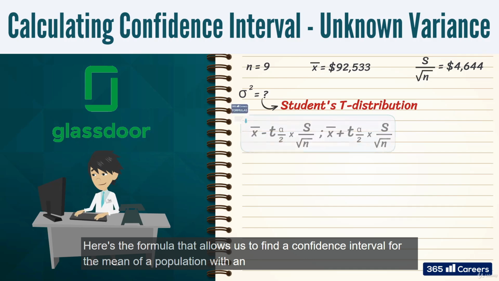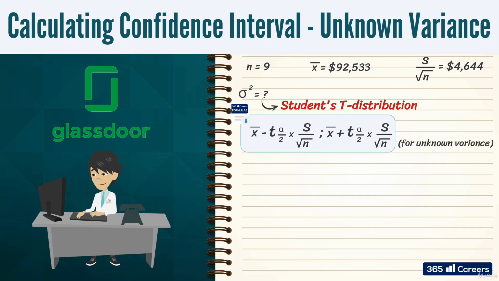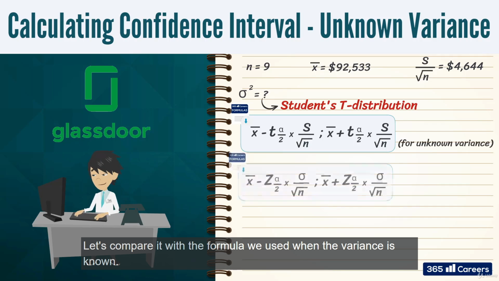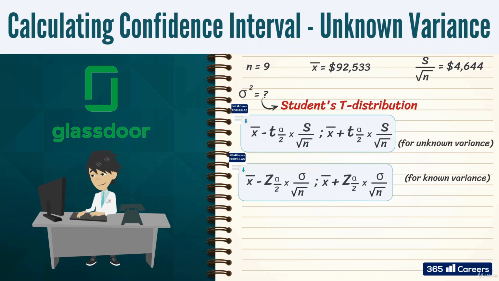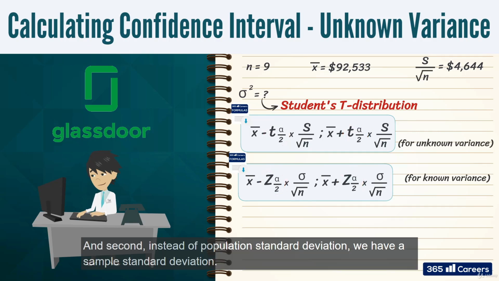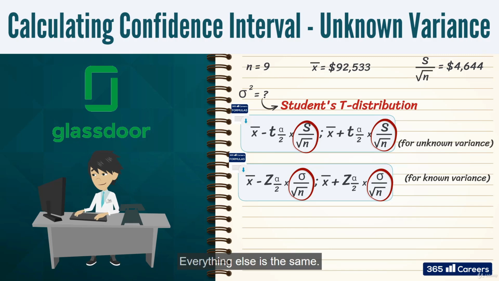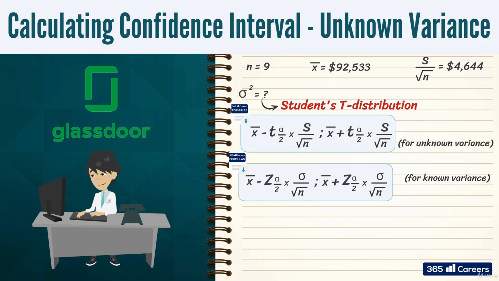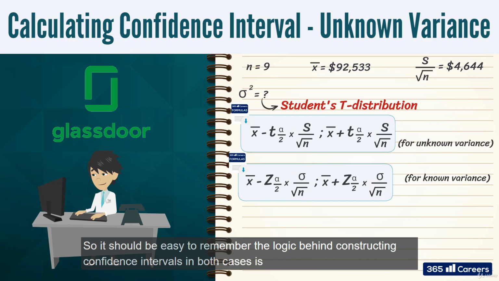Here's the formula that allows us to find a confidence interval for the mean of a population with an unknown variance. Let's compare it with the formula we used when the variance is known. There are 2 key differences. First, instead of z-statistic, we have a t-statistic. And second, instead of population standard deviation, we have a sample standard deviation. Everything else is the same, so it should be easy to remember.